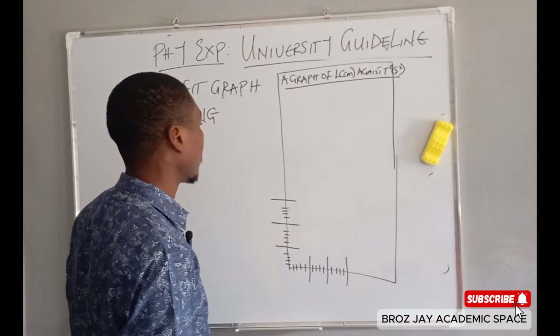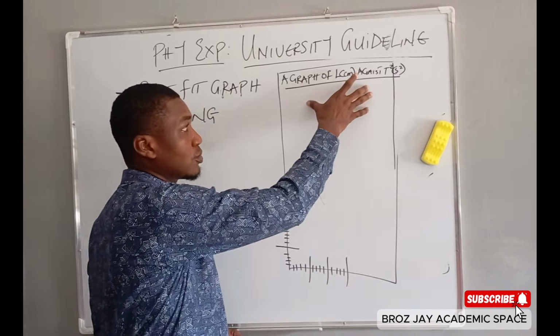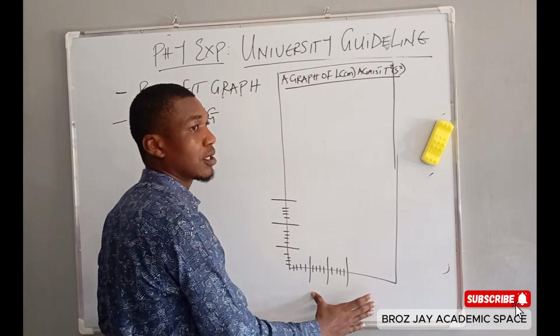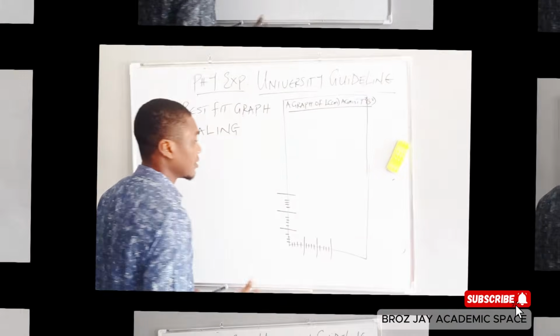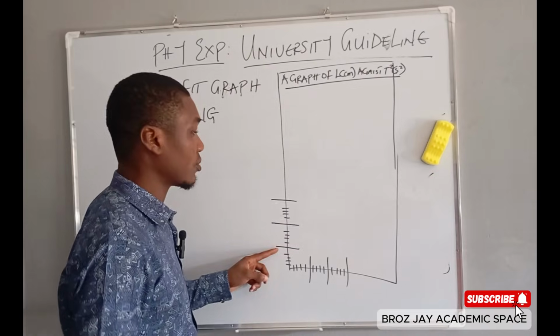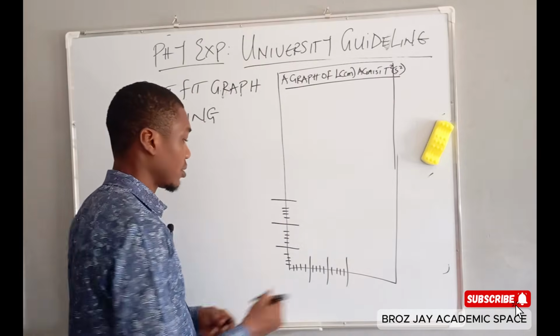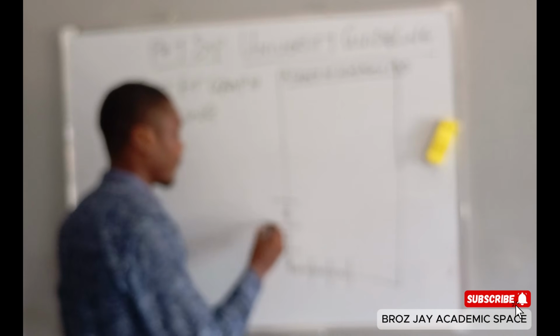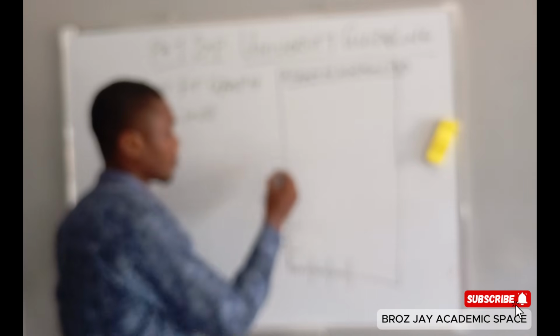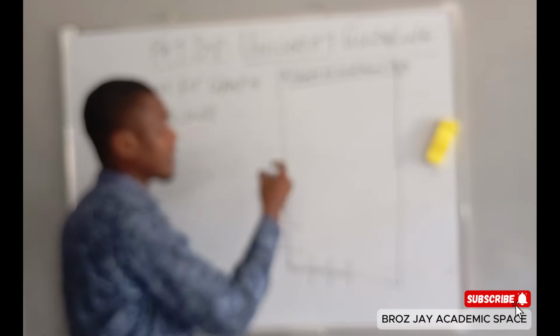Let's take for example, you want to do this scaling. Please, the title should be up. The scale should be down. Now, how do I scale this? Let me assume you are using 1 centimeter to represent 2 units. And we have something like 2, 4, 6. We continue. That's on the vertical axis.